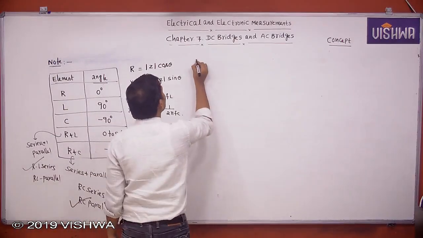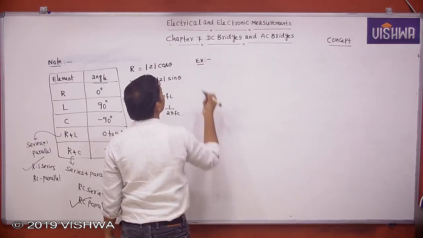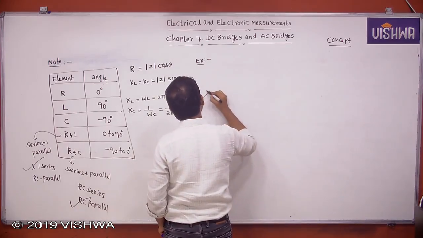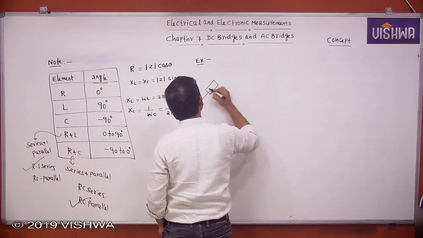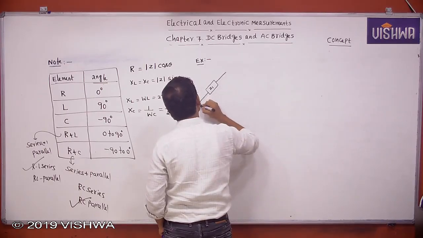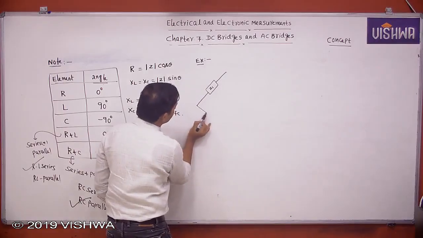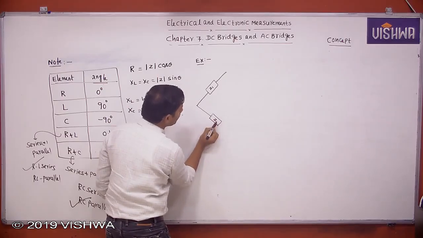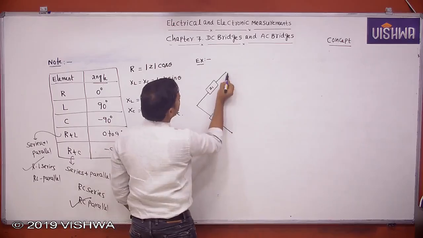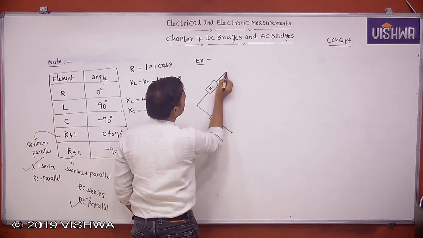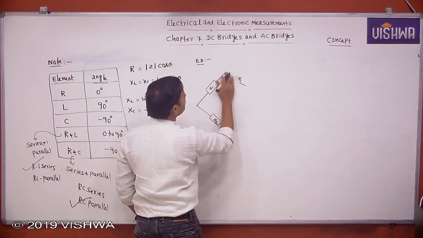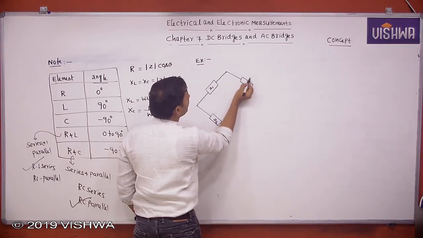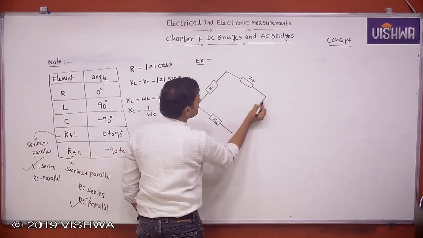For example, if the bridge circuit is given like this, let this be Z1, let this be Z2, and this is Z3, and let this be ZX.